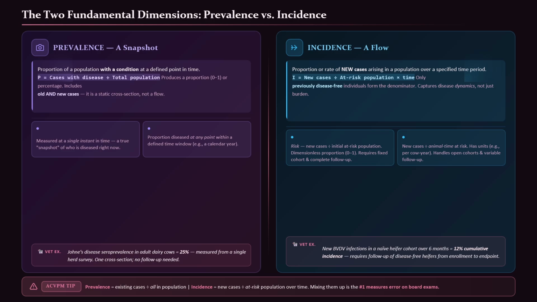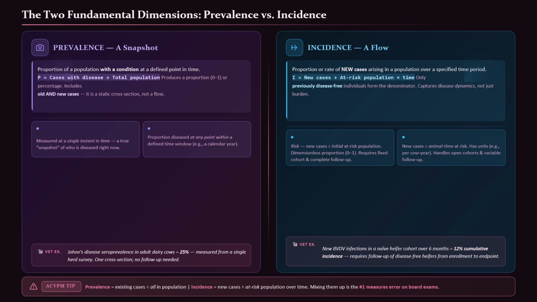One common trap. Students sometimes put only new cases in the prevalence numerator. Don't. That's incidence. Prevalence captures existing disease, old and new. Here's an ACVPM exam tip. Prevalence equals existing cases divided by total population at a point in time. Incidence equals new cases divided by at-risk population over a time period. This distinction is the single most tested conceptual difference in the disease frequency domain.